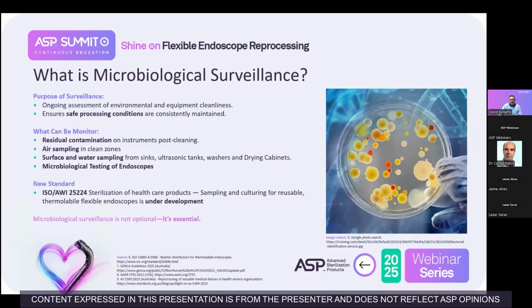So what's new in this space? Well, I don't know if everyone's aware, but there is a new standard coming, and it's ISO 25224, which is a work in progress if you Google it and it comes up. It's an international standard titled Sterilization of Healthcare Products, Sampling and Culturing for Reusable Thermolabile Flexible Endoscopes, which is a mouthful, but basically it's aimed at guiding facilities on how to micro-test culturing procedures to verify the cleanliness of flexible endoscopes, and it's also helping us establish evidence-based thresholds for contamination risk. So it will be part of enhancing our micro-surveillance as part of a broader QA program, and it also continues to support continuity of practices across the globe as well.